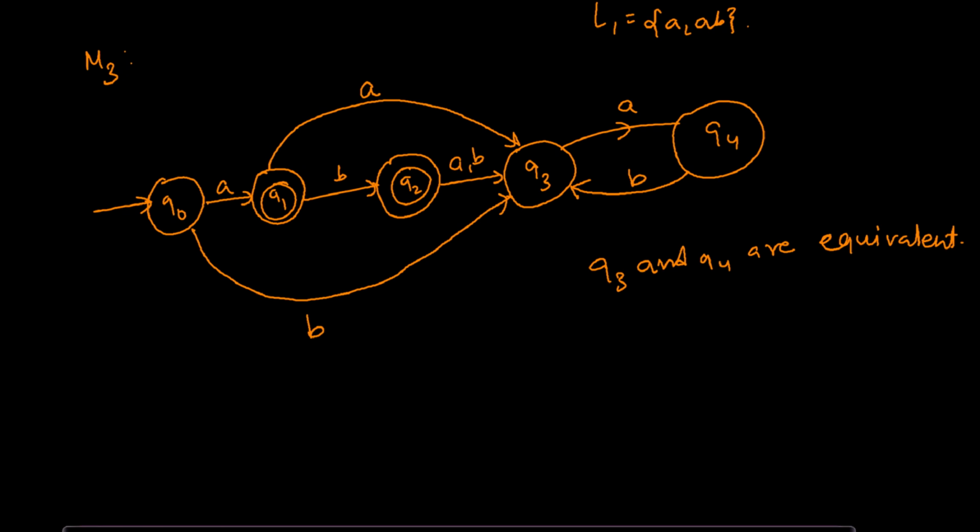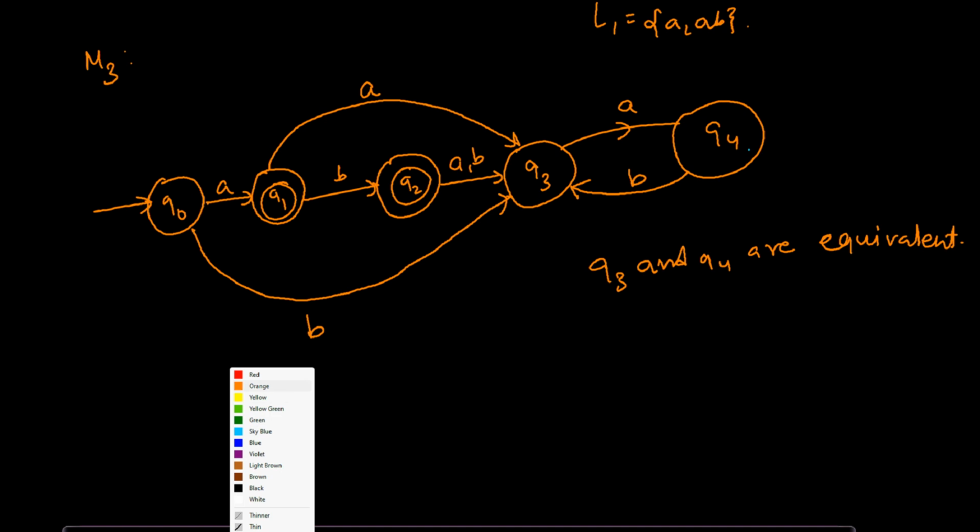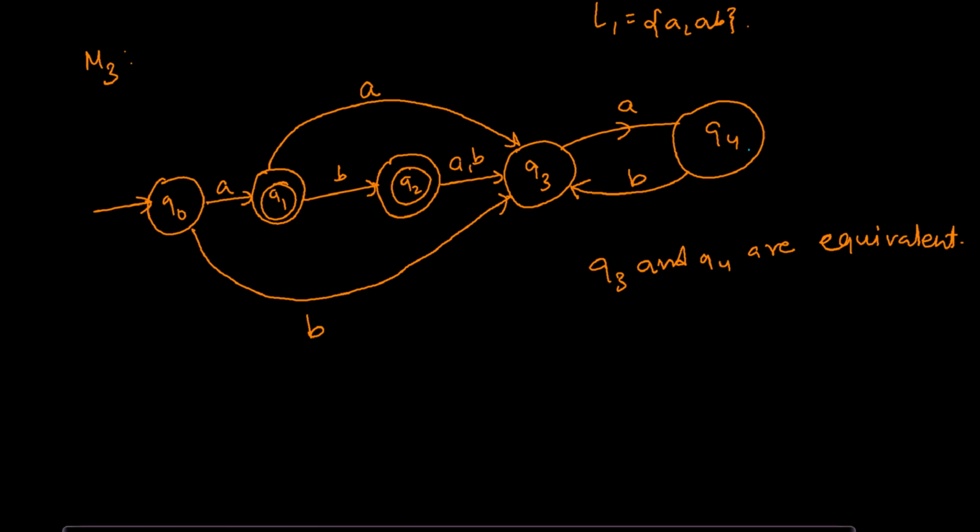Q3, on seeing any string, if it says A, it will go to Q4. What about when it says B? So A comma B, make it A comma B. One minute. In DFAs, you have to define moves for every symbol, right?